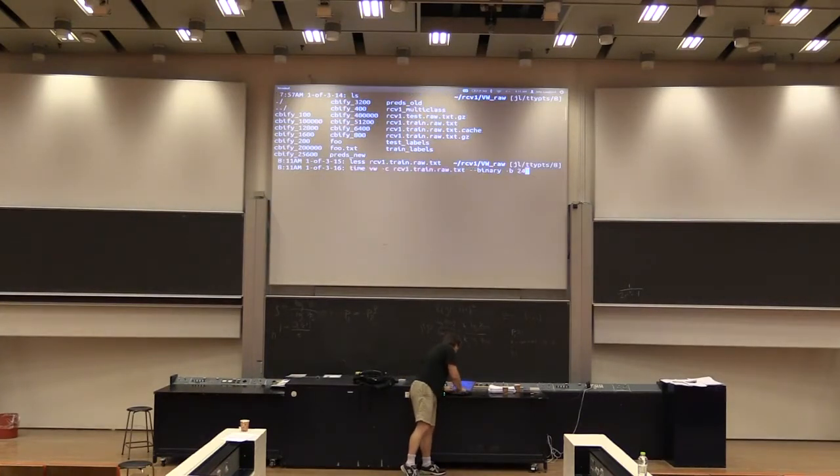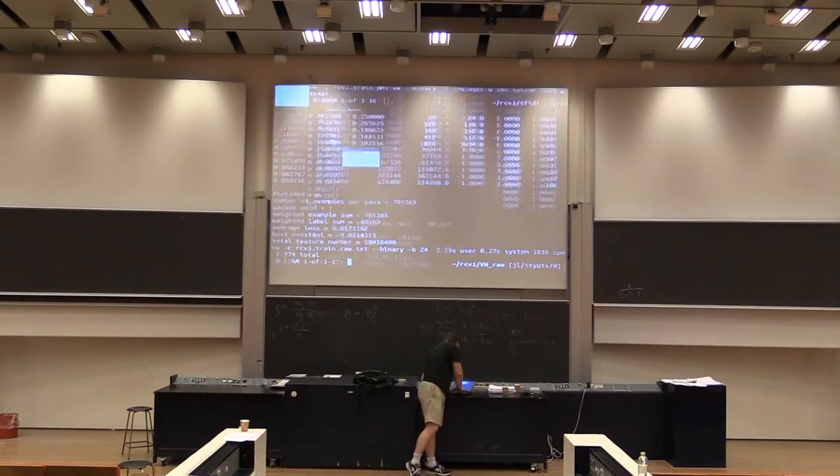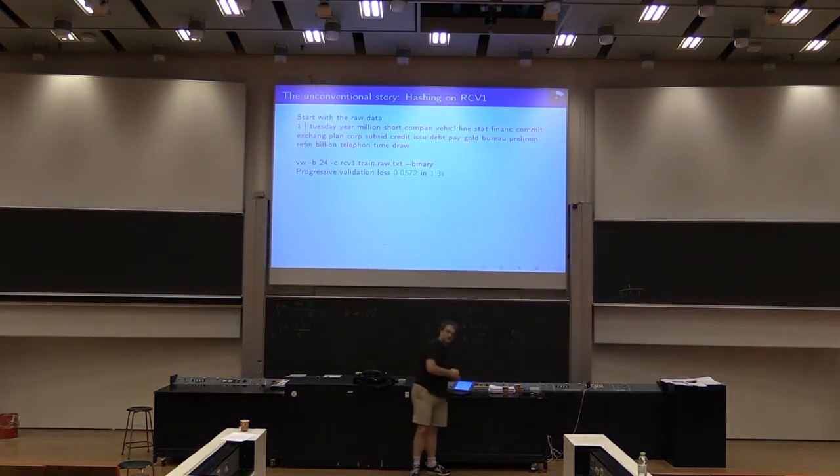So if we do that, we can train. It takes slightly longer. It takes 1.3 seconds, and our error rate is a little bit worse. We get to about 5.76%. So are there questions about this?